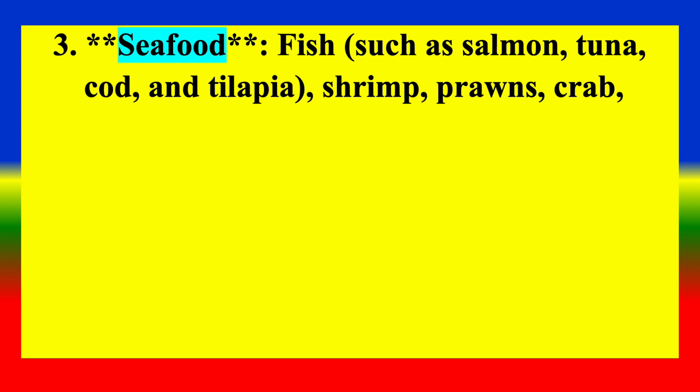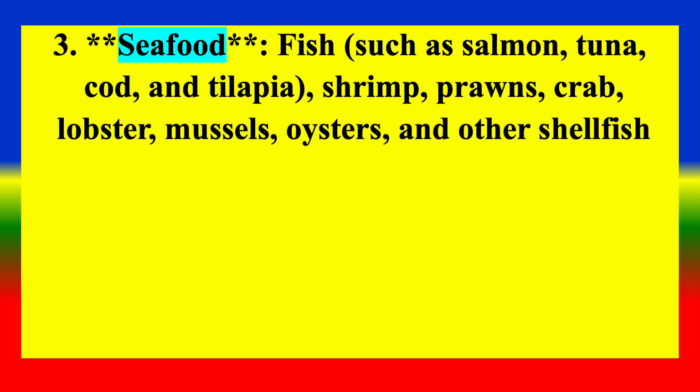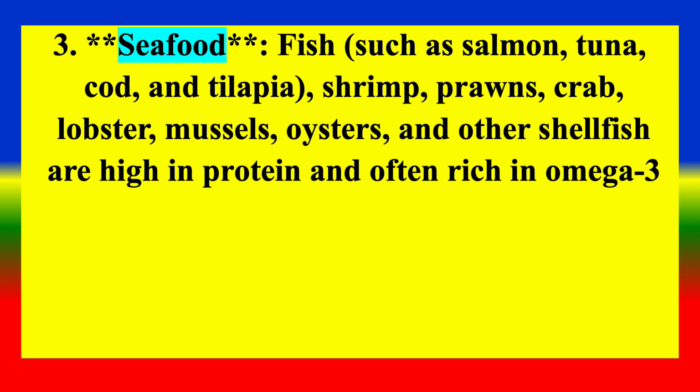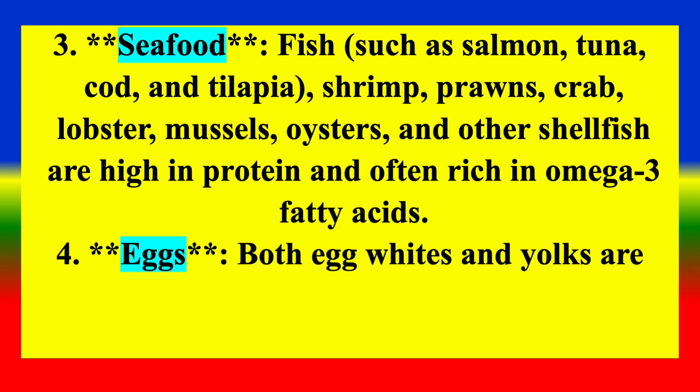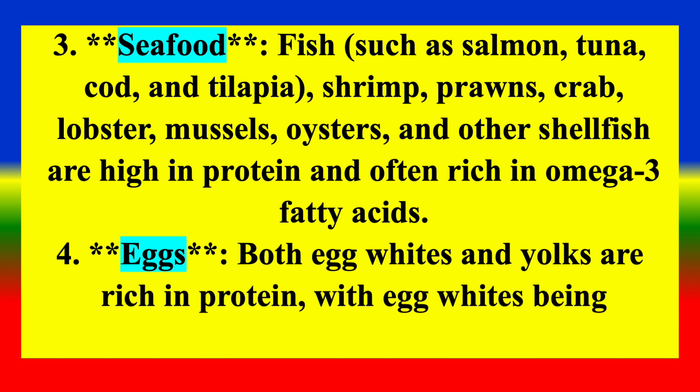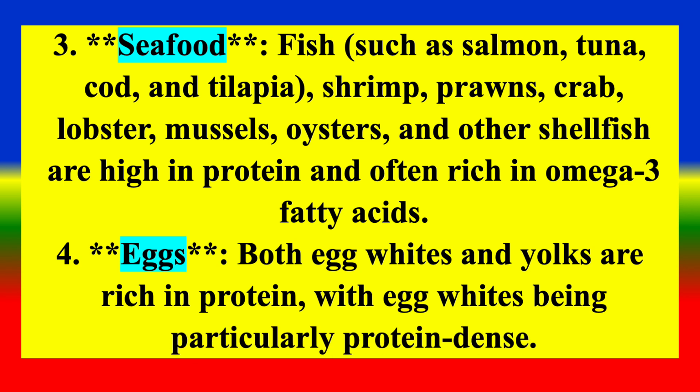Three, seafood. Fish such as salmon, tuna, cod, tilapia, shrimp, and other shellfish are high in protein and often rich in omega-3 fatty acids. Four, eggs. Both egg whites and yolks are rich in protein, with egg whites being particularly protein dense.